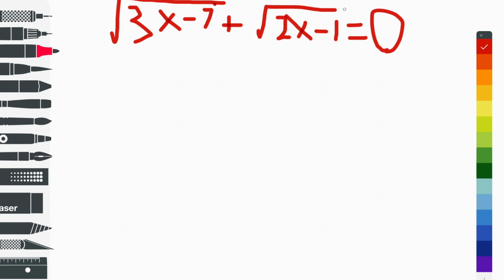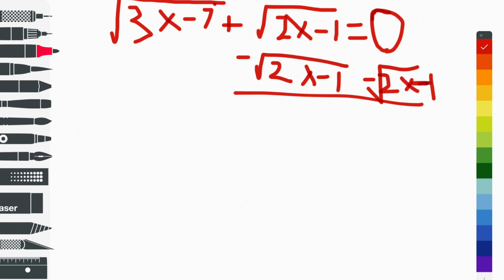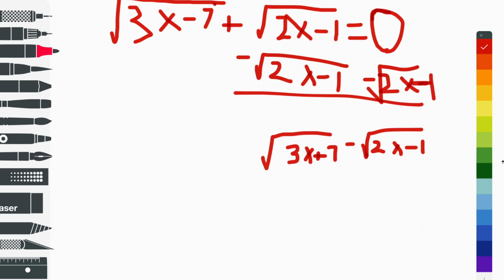Well, let's subtract the square root of 2x minus 1 to get a copy on the 0 side. So 0 minus the square root of 2x minus 1 is just going to be negative the square root of 2x minus 1, and the left side is just going to be the square root of 3x minus 7. So this is what you should end up with.